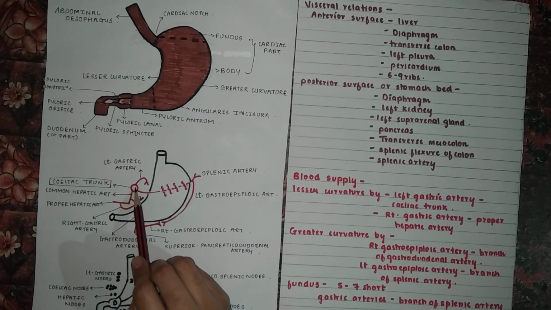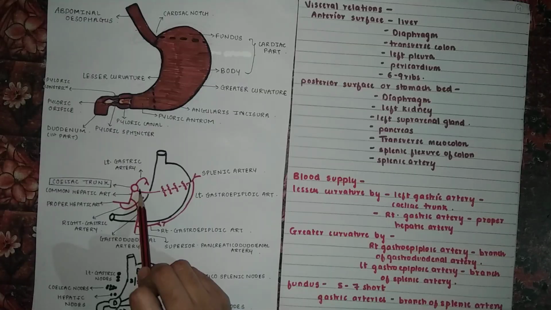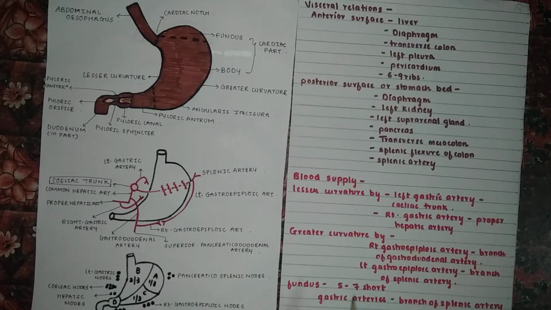So as you can see, this is celiac trunk, which gives three branches: left gastric artery, common hepatic artery, and splenic artery. So left gastric artery is a direct branch of celiac trunk, and right gastric artery is a branch of proper hepatic artery, which is a branch of common hepatic artery.